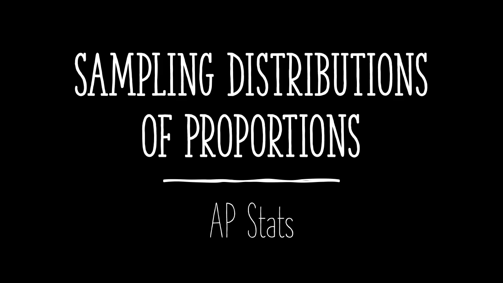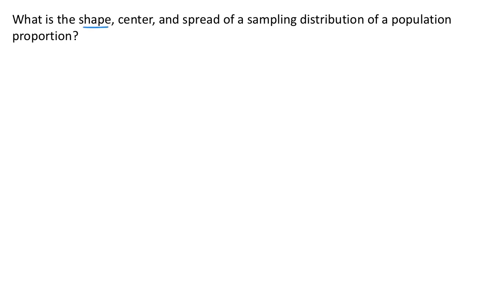We're going to talk about sampling distributions of proportions. So what's the shape, center, and spread of a sampling distribution of a proportion, and also just what is a sampling distribution of a proportion? If we take a sample from a population and have a sample proportion and started graphing all of those, if we could take every single possible sample from the population, we would get the sampling distribution if we graphed all of those.